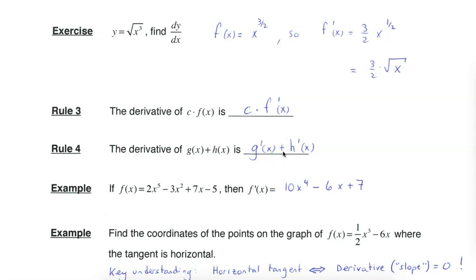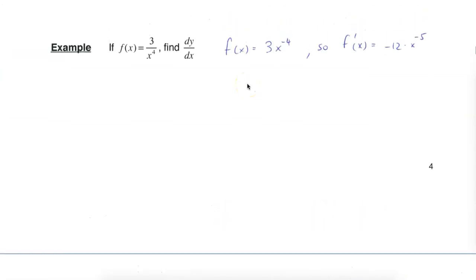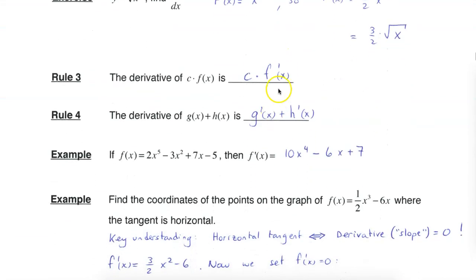So in fact, rule number 3 we've used already before. C times f of x we've used in this example right here when we had 3 times x to the negative 4. And the derivative, you can just ignore the 3 and you multiply it in front. This is a rule we won't think about much, but we're using it all the time in AP Calculus AB.